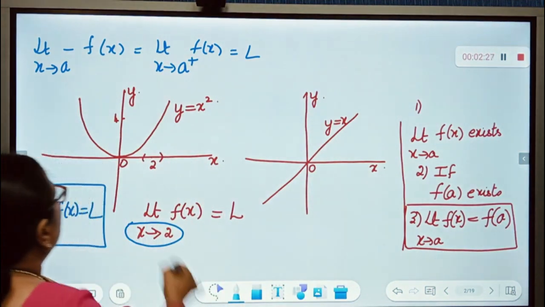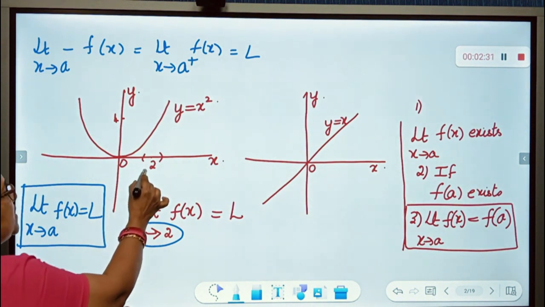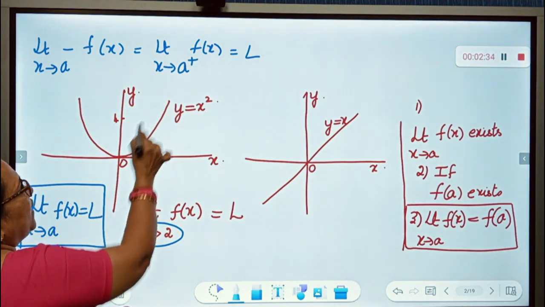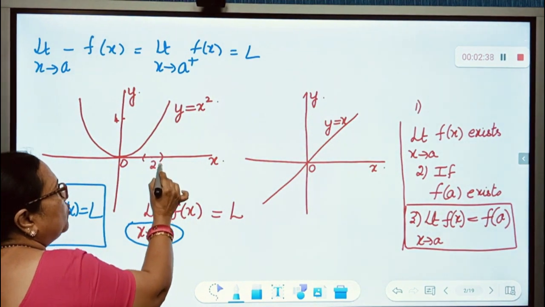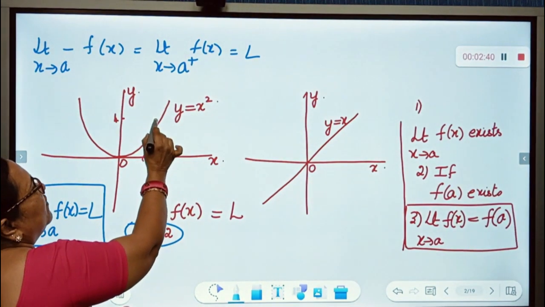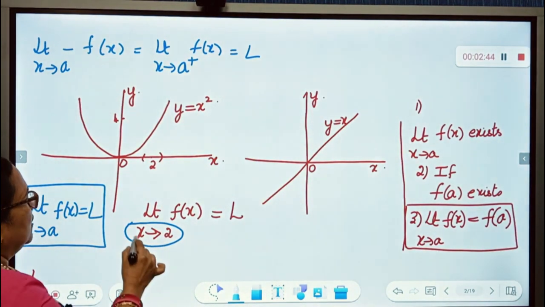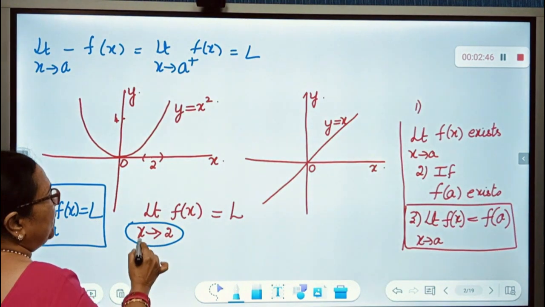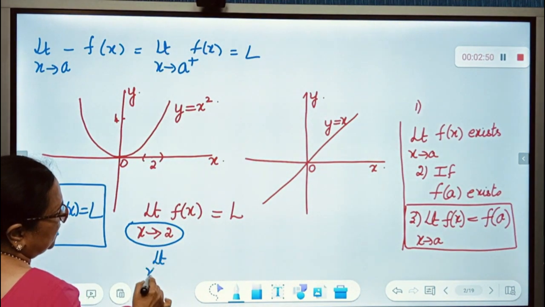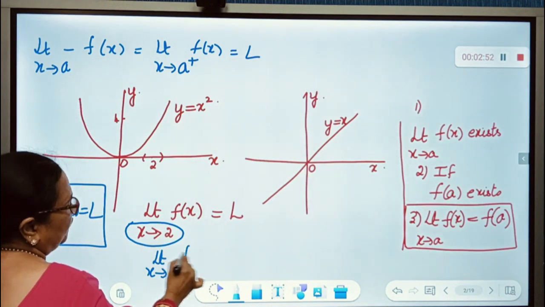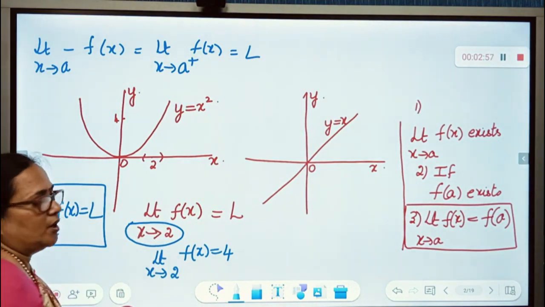Now if you look at this graph y equal to x square, you know that as x approaches 2, y approaches 4. Because however close a neighborhood I choose around 2, the value of y is going to be very close to 4. Therefore, we say limit x tends to 2 of f of x equal to 4 for this parabola.